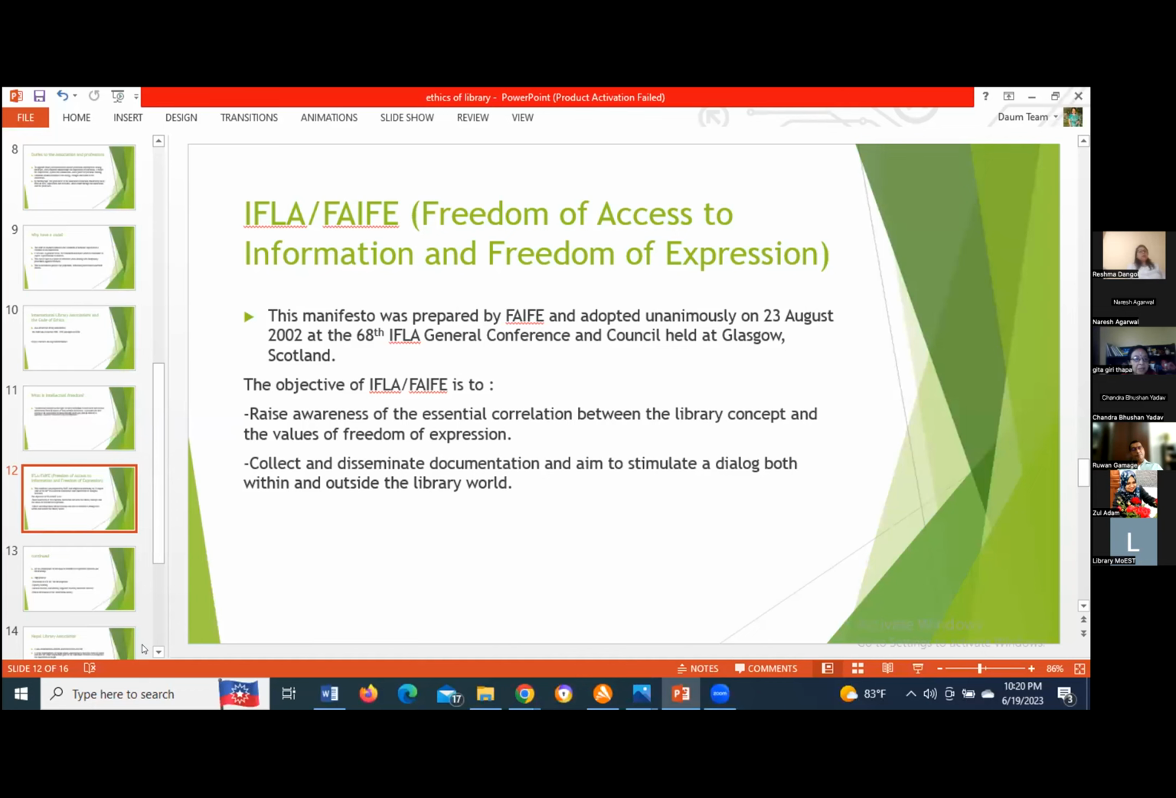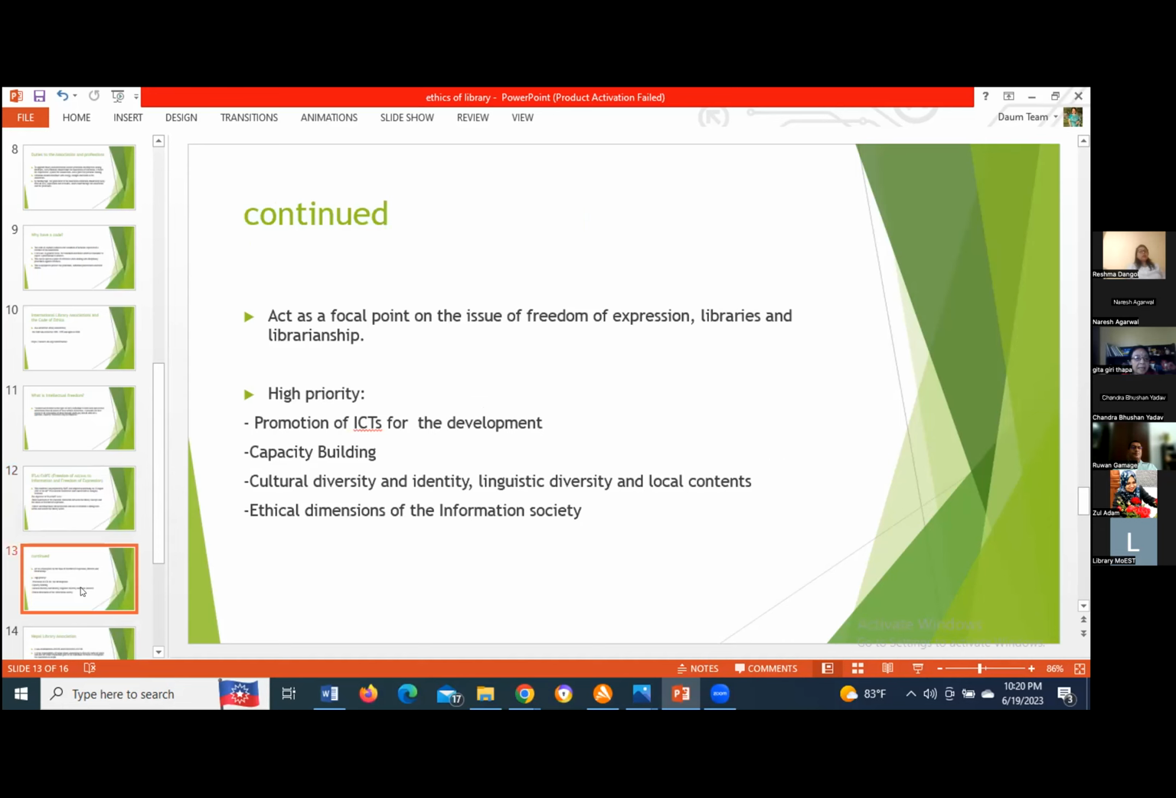The objective of IFLA is to raise awareness of the essential correlation between the library concept and the values of freedom of expression, collect and disseminate documentation, and stimulate a dialogue both within and outside the library world. Act as a focal point on the issue of freedom of expression, libraries, and librarianship. The high priority should be promotion of ICTs for development, capacity building, cultural diversity and identity, linguistic diversity and local content, and the ethical dimensions of the information society.